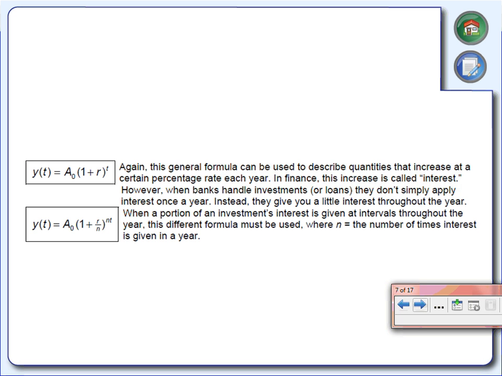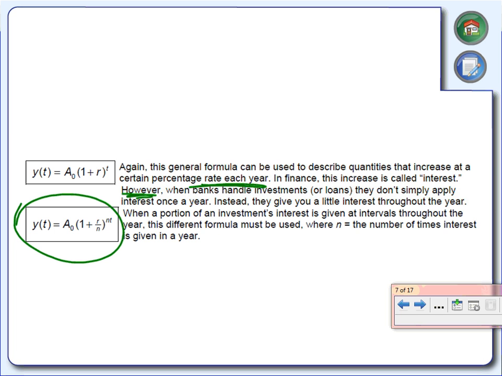Now, those first few that we've looked at were fairly easy, and that's because this interest that we've been talking about has been applied once a year. However, right here, when banks handle investments or loans, they do not simply add that interest once a year. Instead, what they do is give a little interest throughout the year. When a portion of an investment interest is given at an interval throughout the year, this formula is what we're going to use instead.